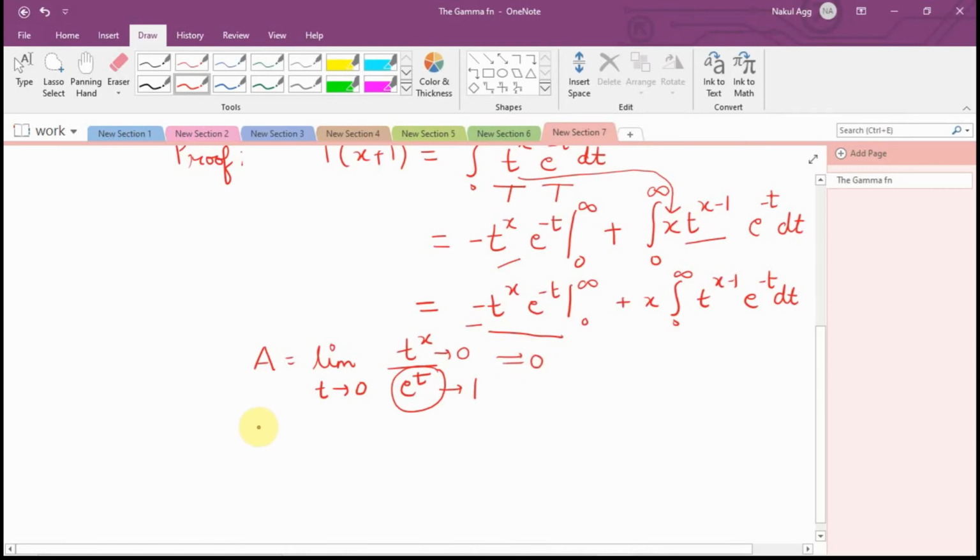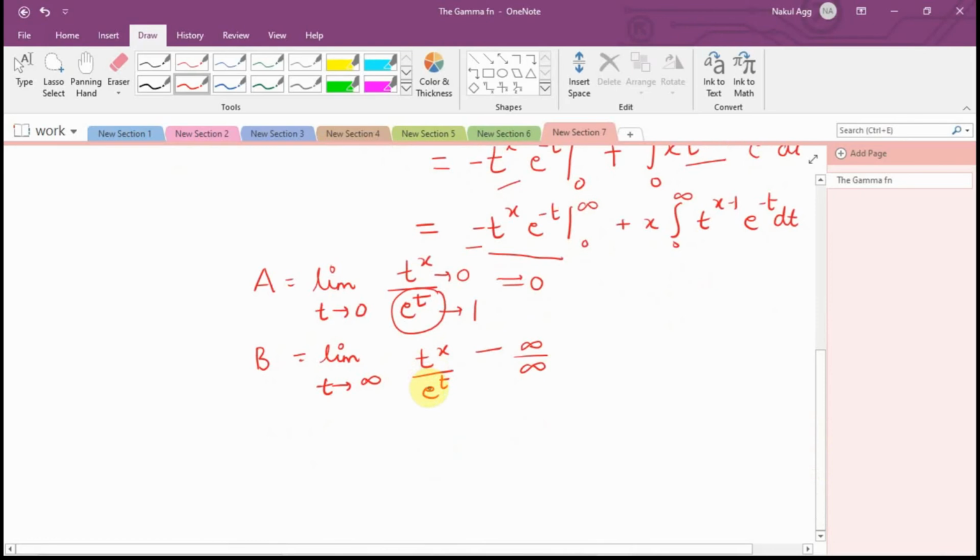Now let's look at the upper limit. So b is equal to the limit as t goes to infinity of t raised to power x over e raised to power t. Now here we have a problem, since it is of the form infinity by infinity, but we also know that we can apply L'Hospital's rule and differentiate both the numerator and the denominator. So the limit as t goes to infinity of x t raised to power x minus 1 over e raised to power t. But wait, you see that this is again of the form infinity by infinity.